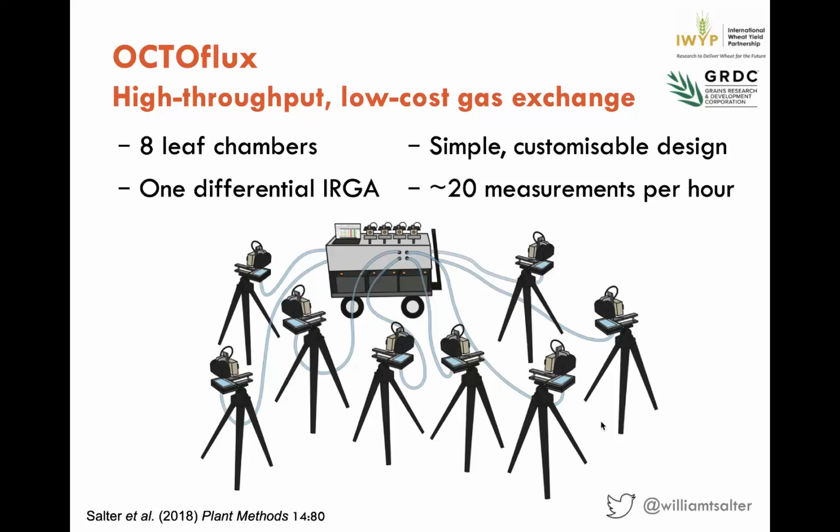So instead, we designed our own, and this is a multiplex gas exchange system, which gives us 8 leaf chambers. We still only have one infrared gas analyzer to analyze the gas that's going through each chamber, but we have a solenoid switching manifold that allows us to switch through the gas coming from each chamber. And it's a fairly simple design. When it comes to gas exchange systems, we can't do things like A-Ci curves or light response curves, but we can take lots and lots of measurements of photosynthetic capacity, approximately 20 measurements of photosynthetic capacity per hour.